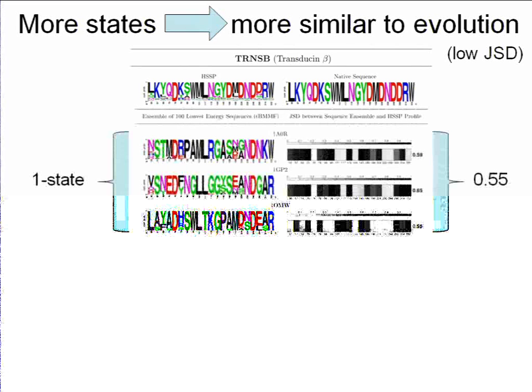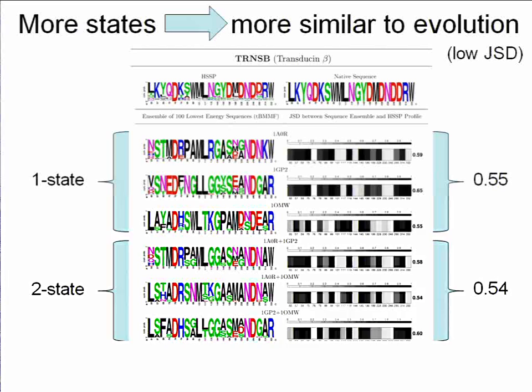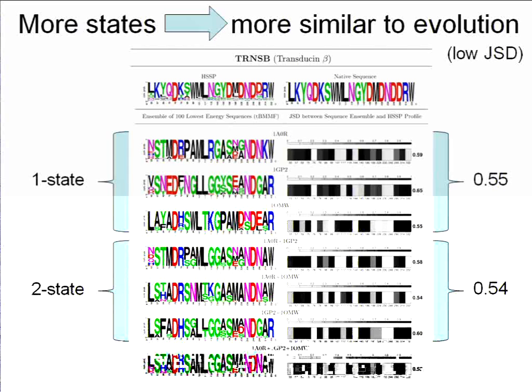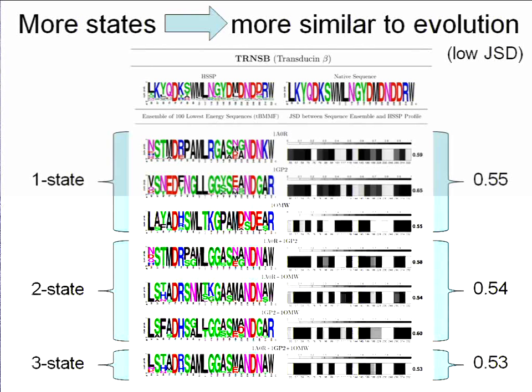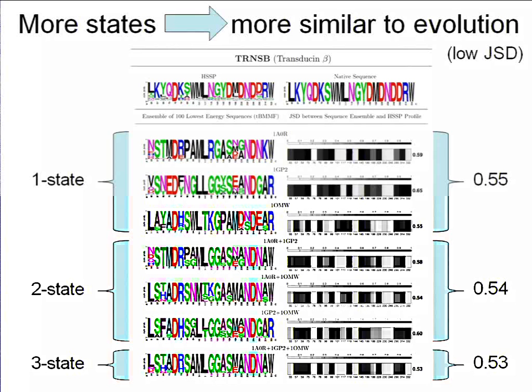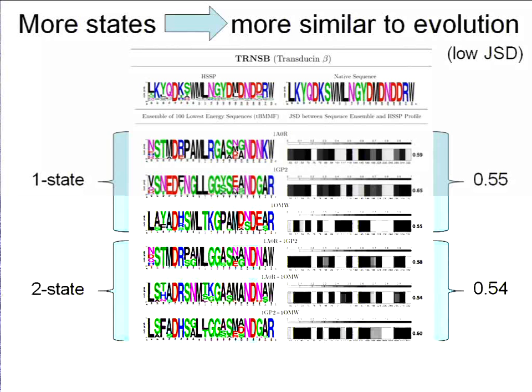One-state designs are the designs of the transducin beta interface that bind one particular partner. These are the transducin beta interface designed to bind two particular partners, and these are those designed to bind all three partners. Overall, there was a slight trend of decreasing JSD, so we were happy with that. Our question was, can we show this in a more statistically robust, large data set?